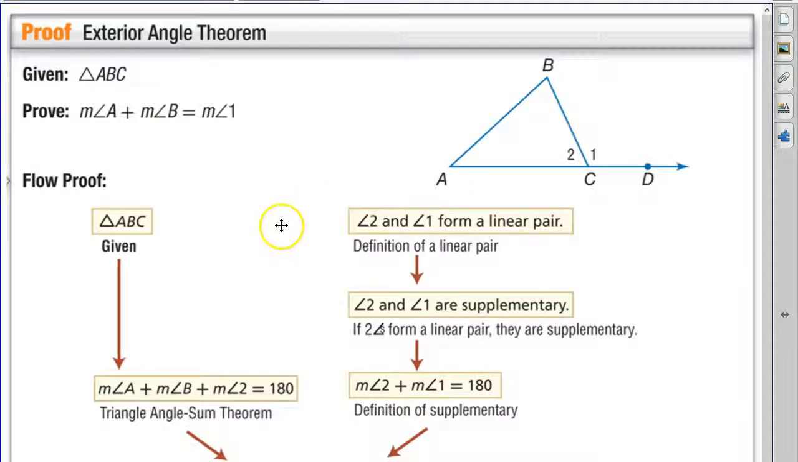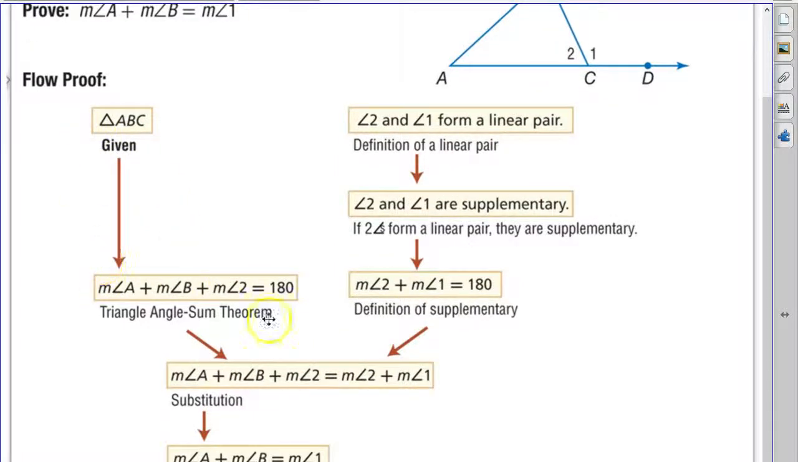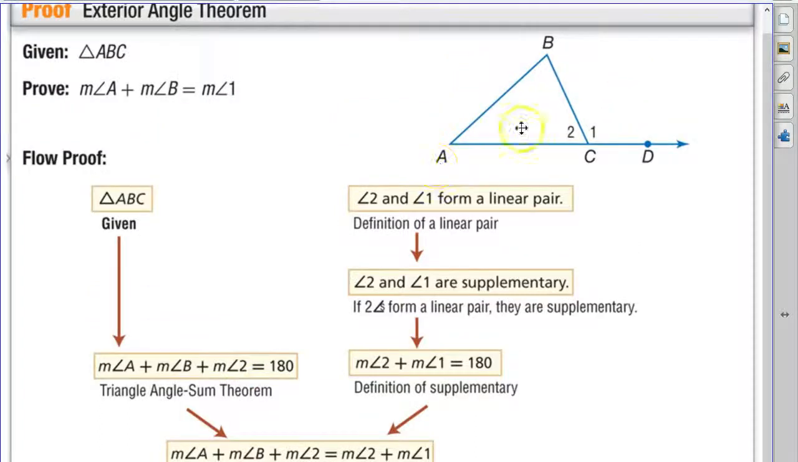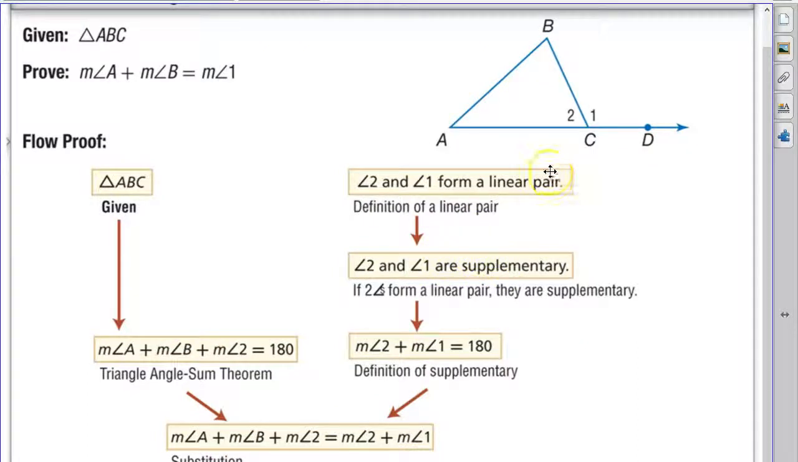Proving it uses something called a flow proof. How a flow proof works is you basically use two different lines of thought and they flow together, kind of like flowing down a river. So we have a triangle ABC where we start off. Angles 1 and 2 form a linear pair is the first statement. Because 1 and 2 are a linear pair, they add to 180. So 1 plus 2 adds to 180. That's the right side of this proof.